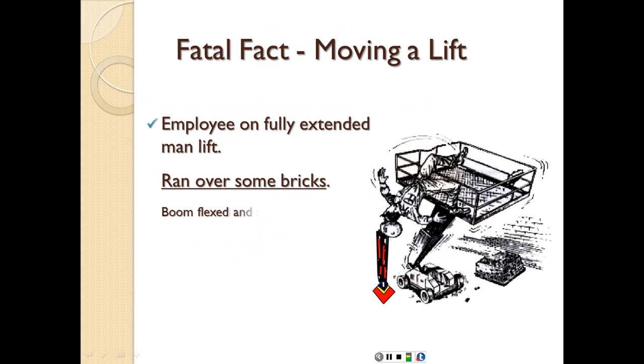Here's an example. This is a man lift. This is the cage where they're going to be working. It has, as you can see, guardrails on all sides. This is an example of an accident. Employee was on a fully extended man lift, ran over some bricks because the ground was not level. The boom flexed and sprung, a vibrating effect. Worker was thrown from the basket, fell 37 feet to the concrete floor. You can imagine what happened. It shows here: fatal fact.